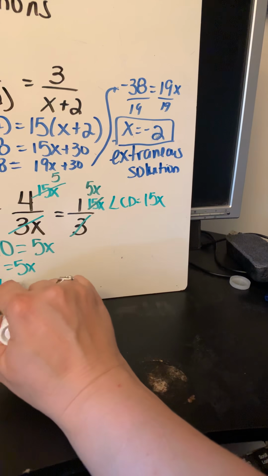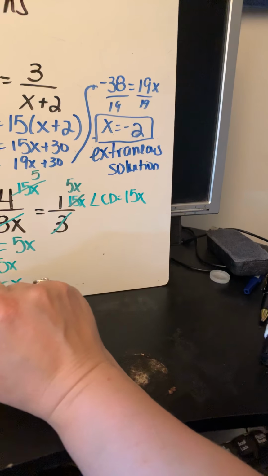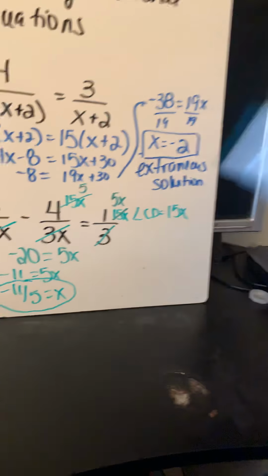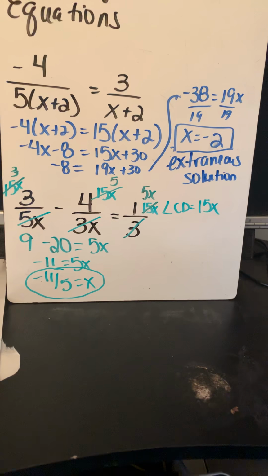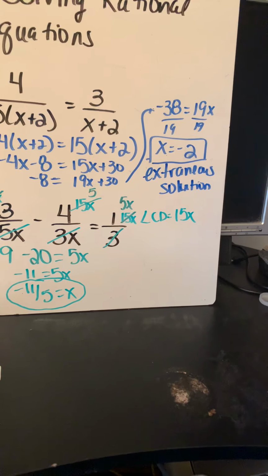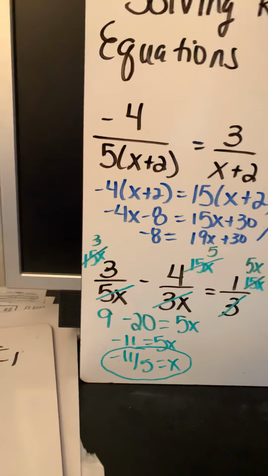Negative 11/5 equals x. I'm going to check. Nope, doesn't make my denominator 0. There's my solution. So no extraneous solution on that one. So again, find that LCD and clear your fractions on those. And I'm going to do a few more examples, so don't panic. I'll do a few more examples for you guys.